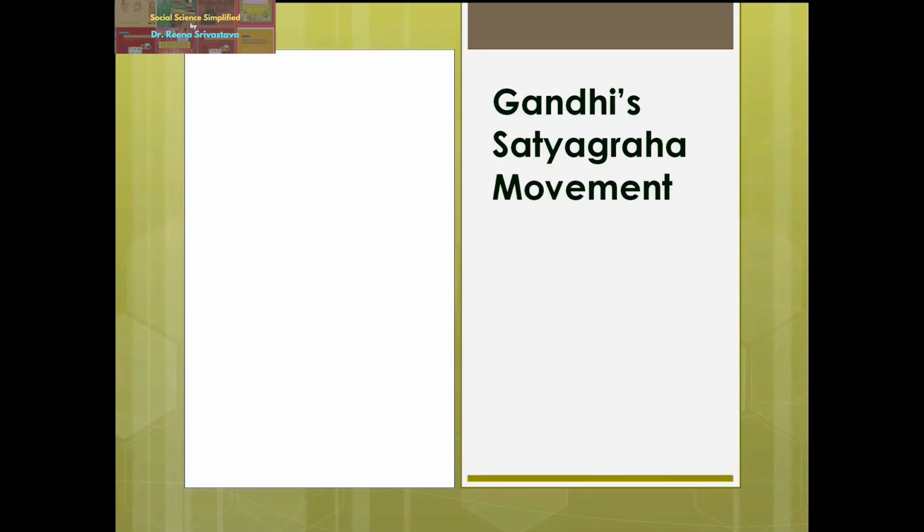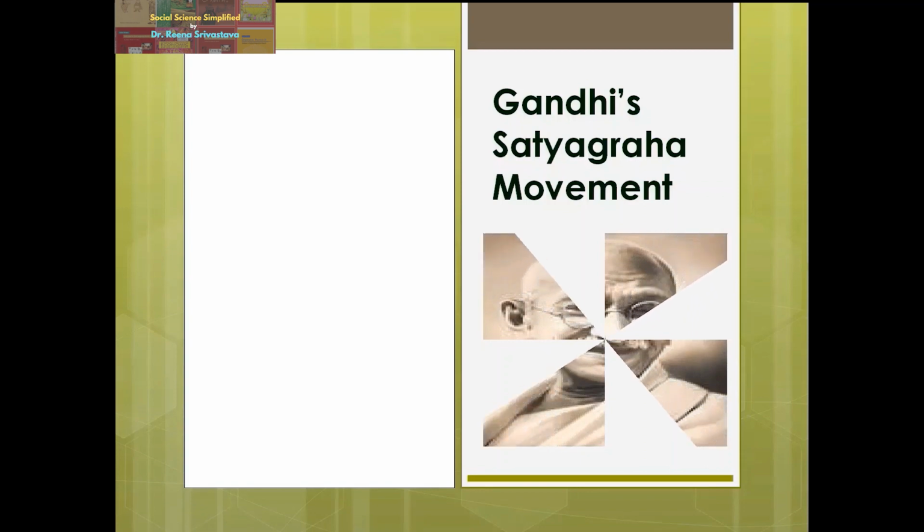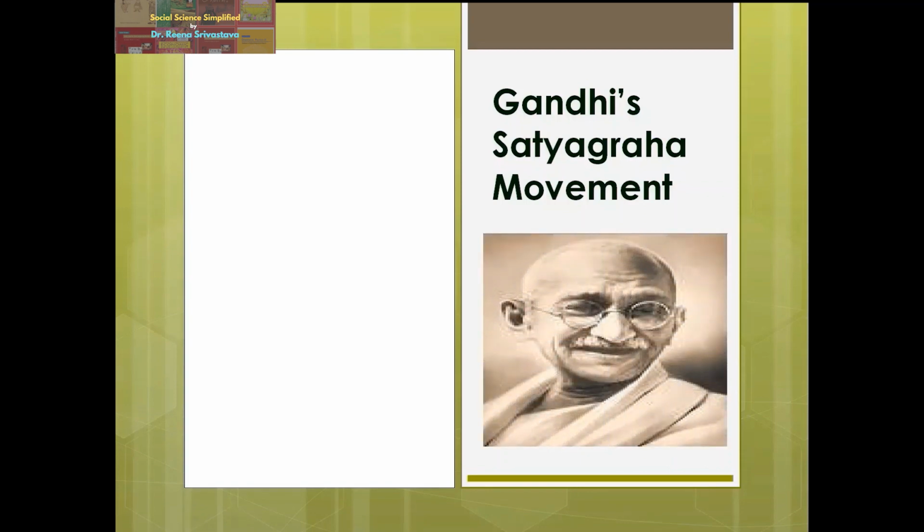So Gandhi started his movement in South Africa and then he came back to India in 1915 and started his Satyagraha movement in India. When we talk about Satyagraha, what do we mean by Satyagraha? Satya ka Agraha. That means fighting for the truth. And when you are fighting for the truth, you're not using any violent method. Your main weapon here is non-violence.